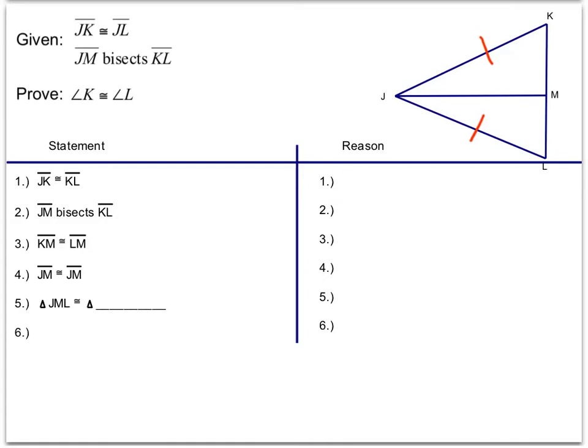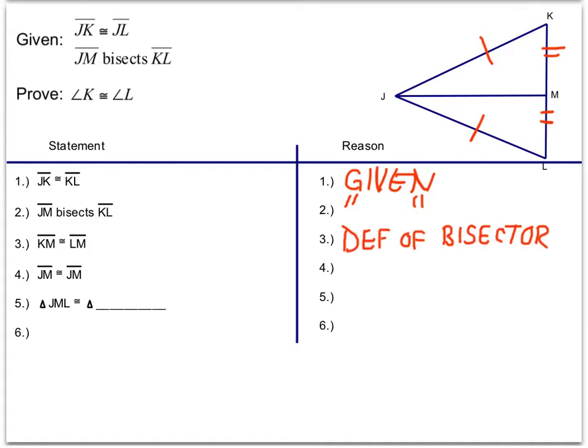So I'm going to start off by just writing our givens down. And I already have the statement column filled out pretty much. Step 1, that was given. We also have that JM bisects KL, so again, that's given. I'm just going to write the two tick marks to indicate I'm writing the same thing. Now, KM is congruent to LM by the definition of angle bisectors, or excuse me, the definition of a segment bisector. It bisects segment KL. In step 4, JM is congruent to JM because everything's congruent to itself by a property called the reflexive property.